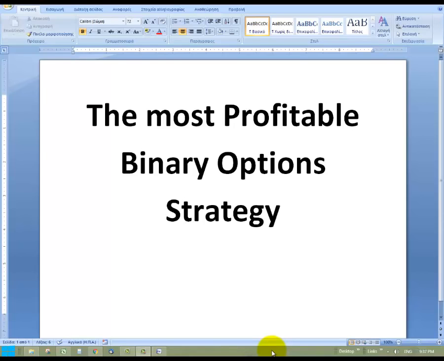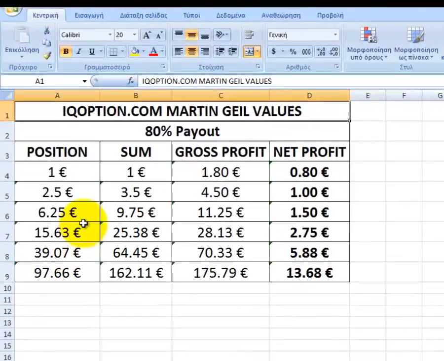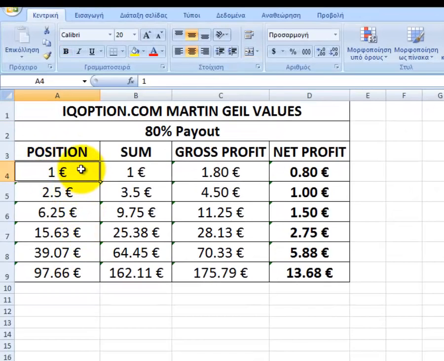The overall idea is when we lose our first position to open a second position multiplying the initial investment by 2.5. What do we mean by that? For example, we open a position and invest €1. If we lose the first position, then we open a second position multiplying the first investment, the €1, by 2.5. So in this case we will invest in the second position €2.5.